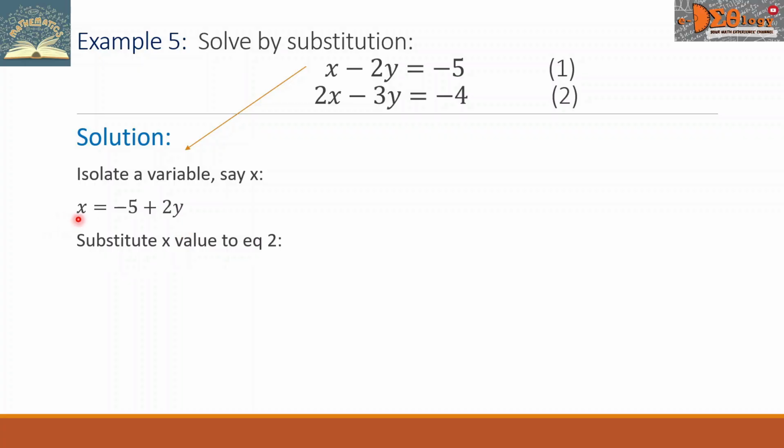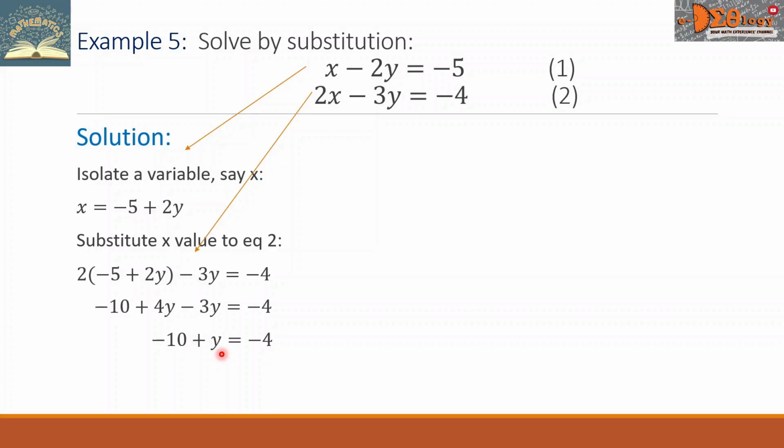Then we substitute this x value to equation 2. So equation 2 becomes 2 times negative 5 plus 2y, minus 3y equals negative 4. We simplify this: 2 times negative 5 becomes negative 10. 2 times positive 2y is positive 4y. And we combine 4y minus 3y. We get positive y. We transpose the negative 10 to the right. So we have negative 4 plus 10, and the value is 6. This is the value of y.